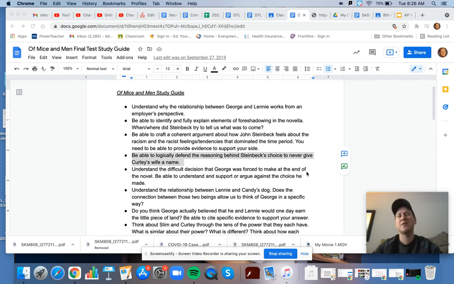So don't say, well, she's not important, so she didn't have a name. Because be honest, somebody like Carlson had a name, and Carlson's a whole lot less important in Of Mice and Men than Curly's wife is. So no matter how you think about it, try to stay away from the she's not important argument and look at the way in which her character functions and the way in which her character feels like she has this lack of an identity. You're going to be closer to where you need to be on that question.